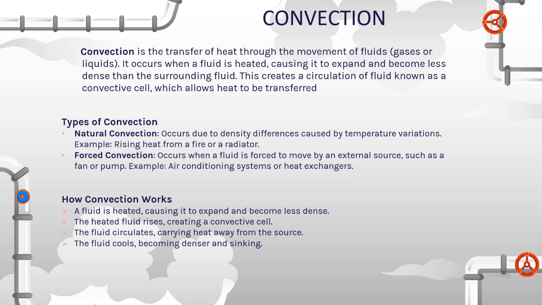Types of convection. There are two types of convection: natural convection and forced convection. Natural convection occurs due to temperature differences caused by temperature variations. Example: rising heat from a fire or radiator. Forced convection occurs when a fluid is forced to move by an external force, such as a fan or a pump. Example: air conditioning systems or heat exchangers.